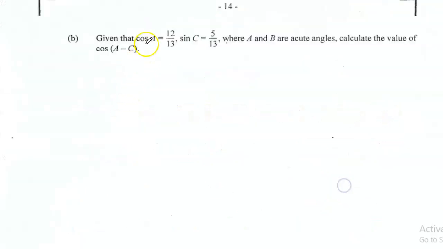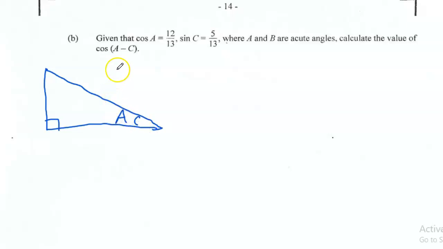If you know that cos A is 12 over 13, let me just draw a triangle here. There's what we call a 5, 12, 13 triangle. So let me call this angle A. Cos A, remember cos is adjacent over hypotenuse. So the adjacent is 12. The hypotenuse is 13. Using Pythagoras theorem, the other side would have to be 5. Alright, that's A. Let's do C.